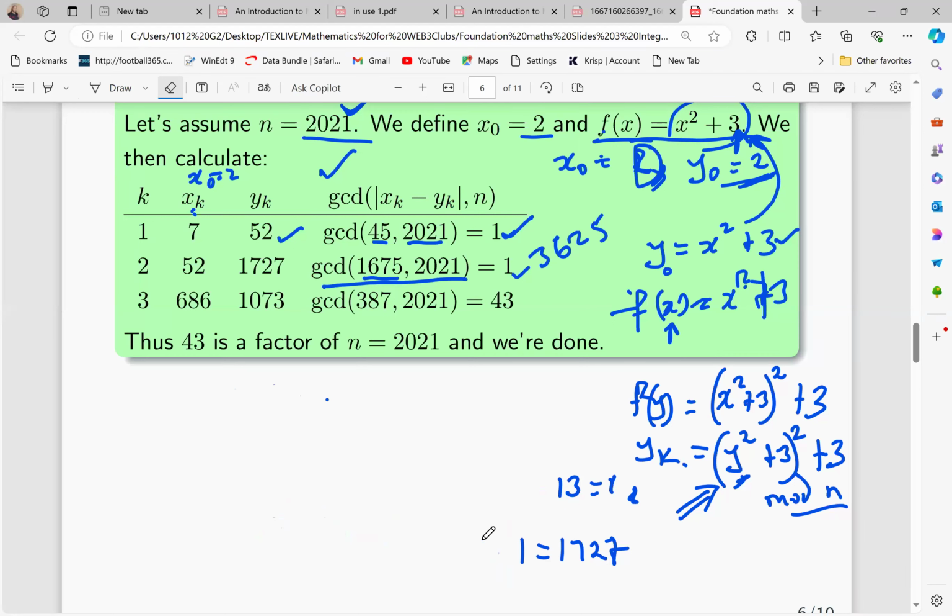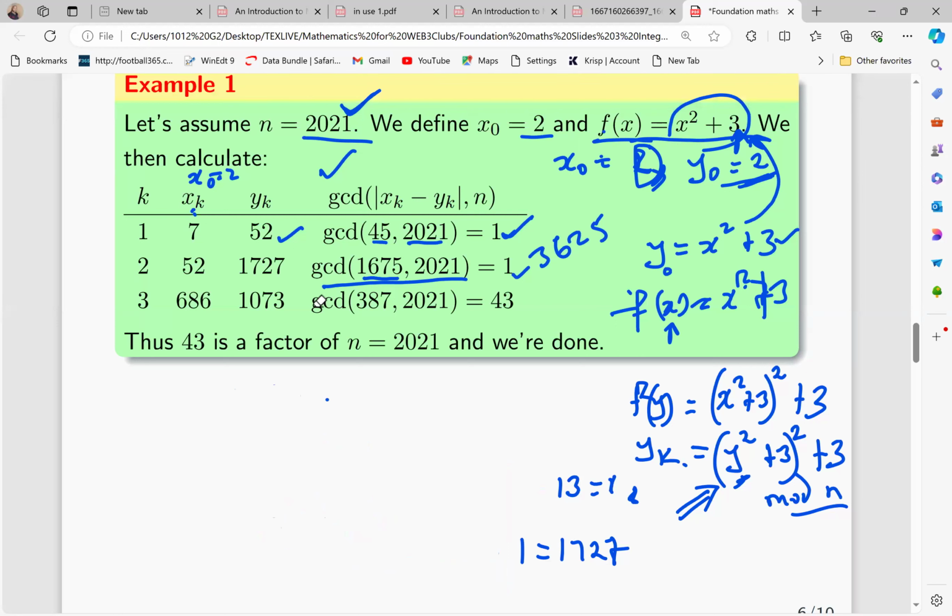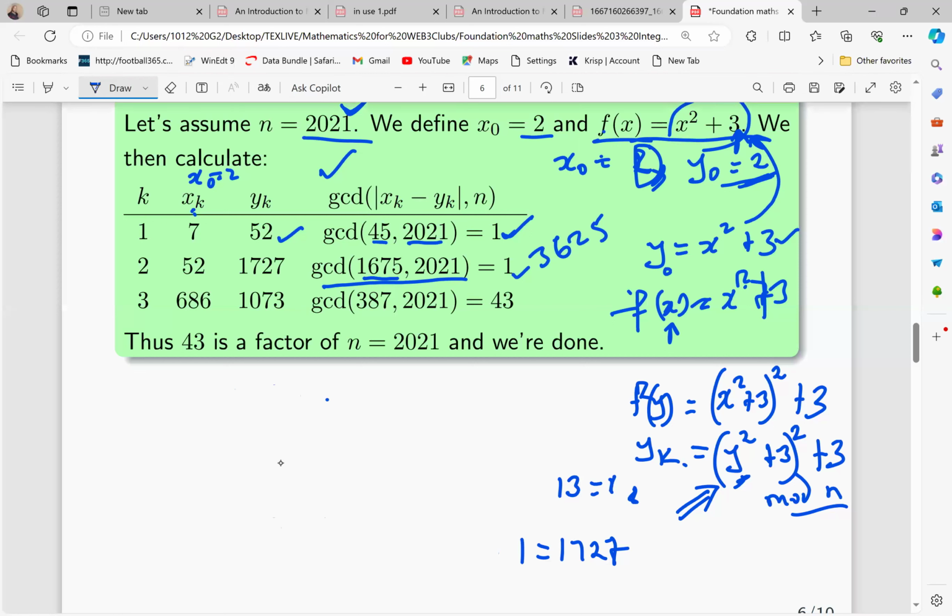Now, want to find x3? Our formula for xk still remains x squared plus 3. So if we want to find x3, that means we are using the x just above, which is 52. So x3 therefore becomes 52 squared plus 3 mod 2021.